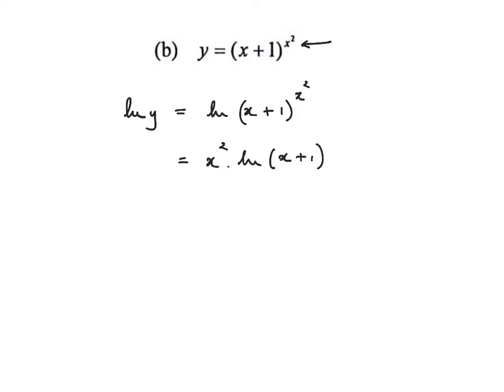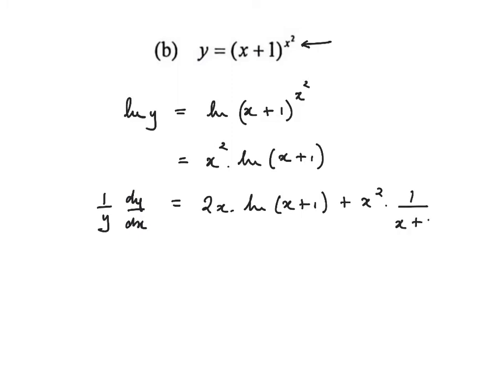Now if I differentiate natural log of y gives me 1 over y dy by dx. Now this is a product on the right hand side, so I'm going to differentiate the first and leave the second, and then leave the first and differentiate the second. There's not an awful lot I can do to tidy up the right hand side.